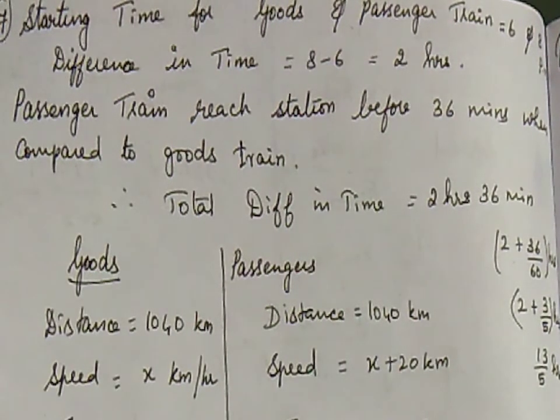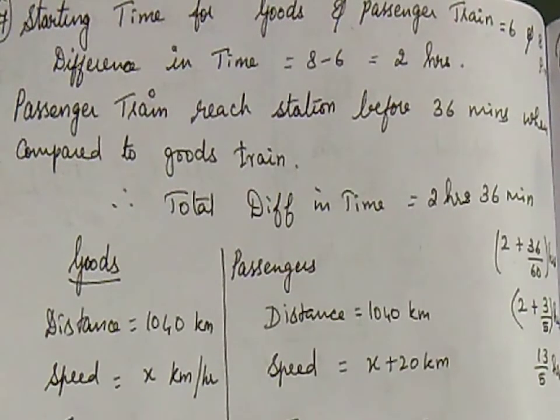See question 7. A goods train leaves a station at 6 p.m., followed by the express train which leaves at 8 p.m. and travels 20 km per hour faster than the goods train. The express train arrives at the station 1040 km away, 36 minutes before the goods train. Assuming that the speed of both the trains remains constant between the two stations, calculate their speeds.